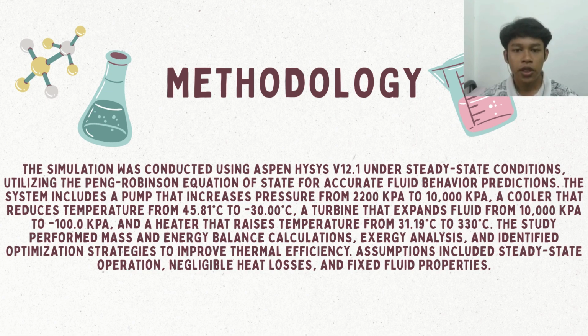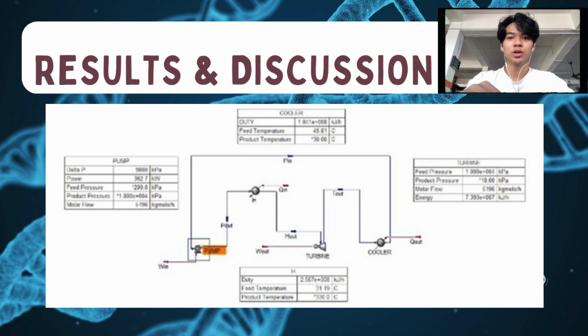We perform a mass and energy balance calculation, an energy analysis, and identify ways to improve thermal efficiency. Some assumptions were made, such as steady state operation, negligible heat loss, and fixed fluid properties. In this simulation, we demonstrate the operation of pump, cooler, and turbine in a chemical process. The pump increases fluid pressure, the cooler reduces fluid temperature, and the turbine generates energy by reducing the fluid pressure and temperature.